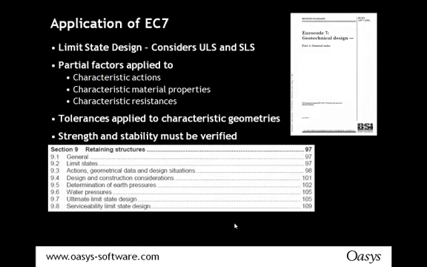EC7, or Eurocode 7, is a code for limit state geotechnical design. It's extensive and requires quite a lot of reading, but it basically applies the limit state design through partial factors, and these partial factors are applied to actions, characteristic material properties and characteristic resistances, and tolerances which are applied to characteristic geometries, and the strength and stability should be verified, which is very important.